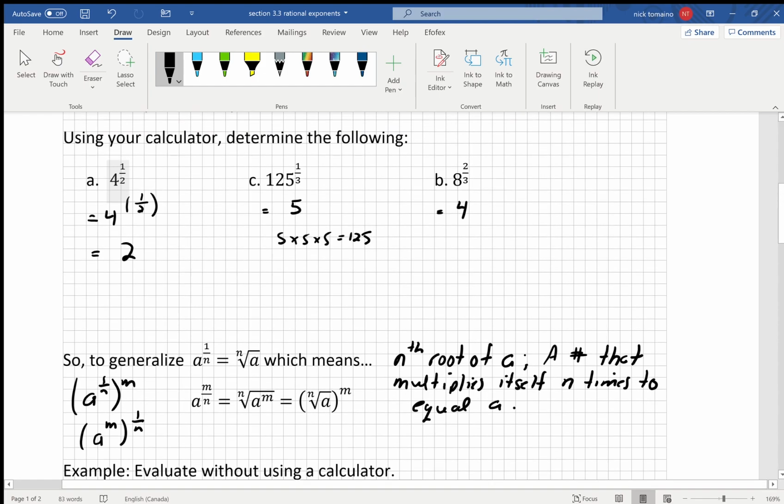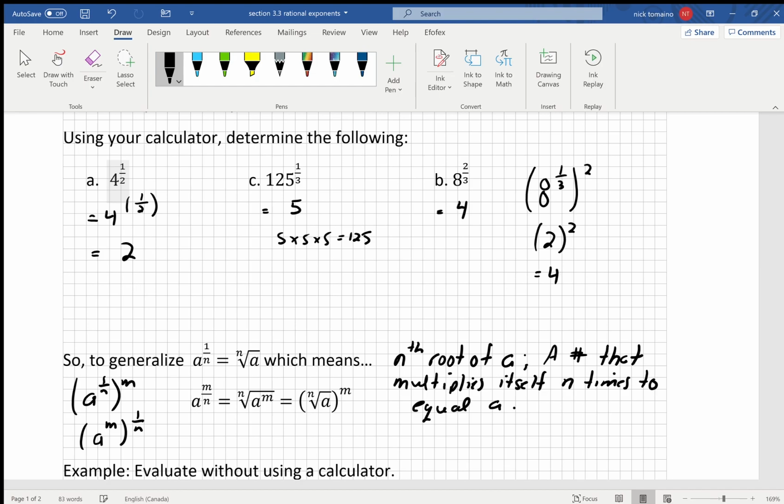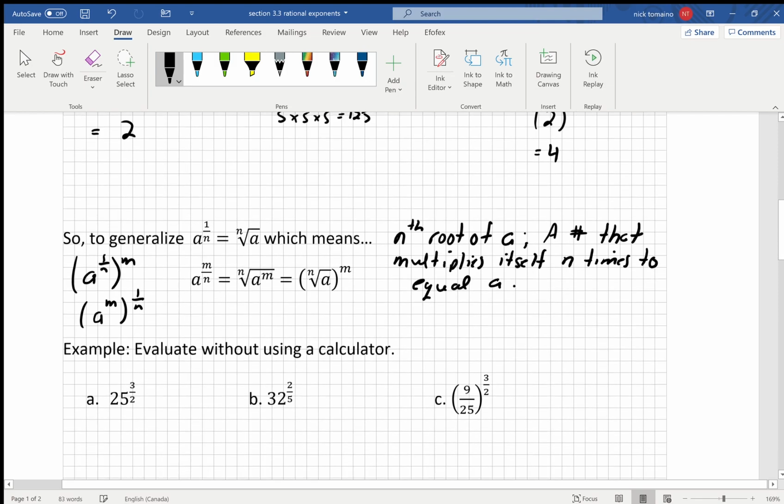Okay, so let's go back to our example here. What we did here, the easier way I find is to do the denominator first. So we're going to do the cube root of 8 first, and then square the answer. So this is a number that multiplies itself 3 times to give you 8, which is 2, and then we square it, which is equal to 4. Okay, good.